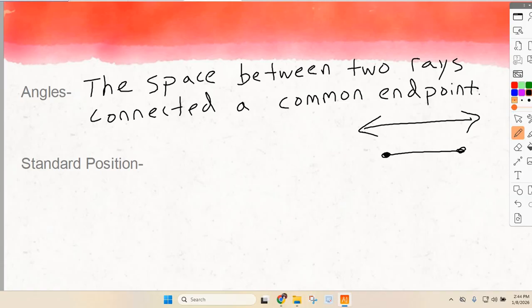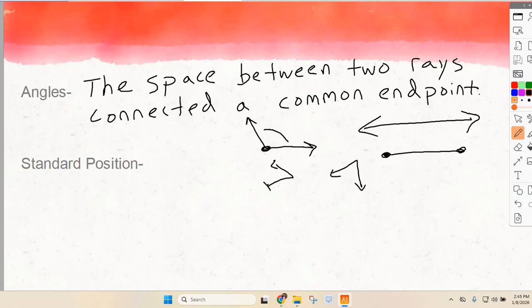So then, what is a ray? It goes on forever in one direction, which is why it has a common endpoint. So I have 2 rays, right? They both go on forever, but only on one side. And then the stuff in between them is what we would then call the angle. Now, this is an angle, okay? We could also say over here is an angle, or over there is an angle. We can draw the angles however we want.